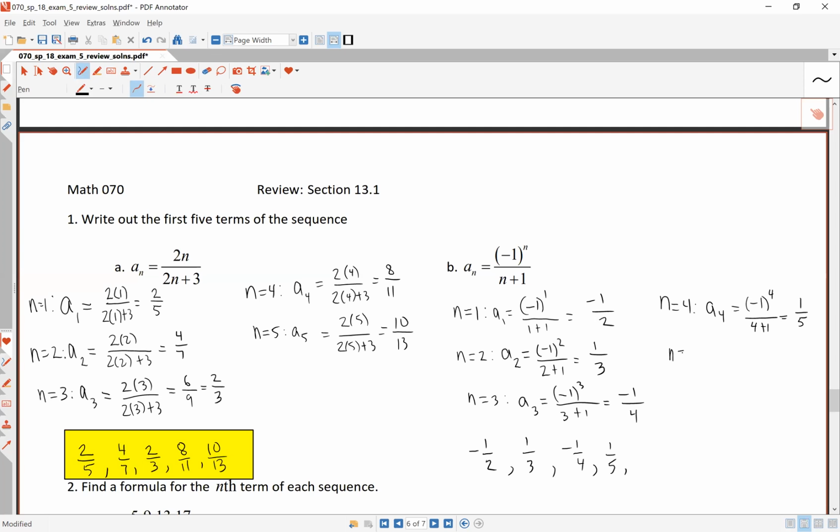And the fifth term in the sequence is found by setting n equal to 5, giving us A5 is -1 to the fifth divided by 5 plus 1. -1 to the fifth is -1, and 5 plus 1 is 6. Fifth term is -1/6.